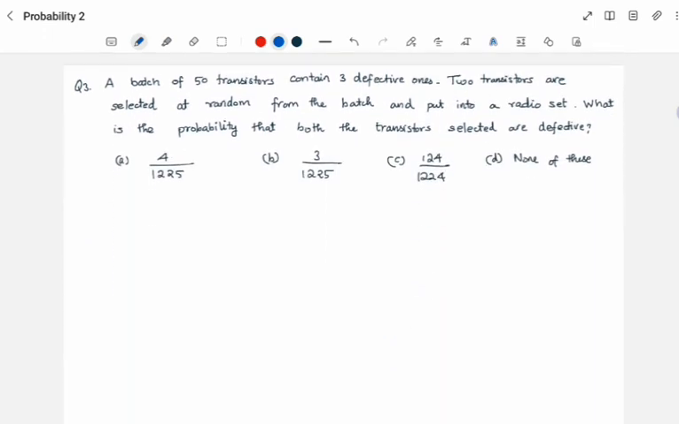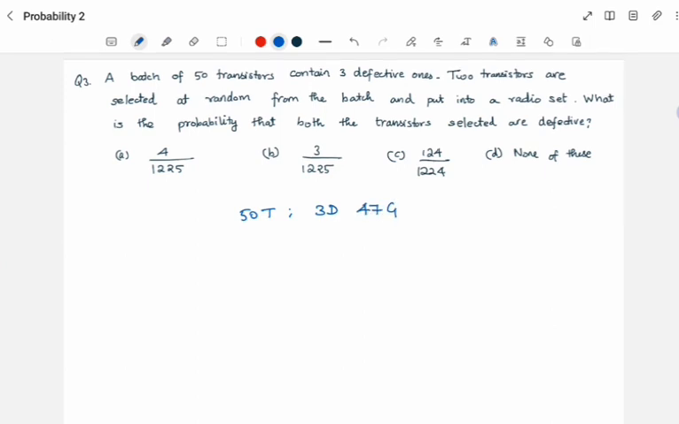A batch of 50 transistors contains 3 defective ones. 2 transistors are selected at random from the batch and put into a radio set. What is the probability that both the transistors selected are defective? So there are 50 transistors, 3 are defective. So how many good ones are there? 47 good ones. And 2 transistors are selected at random and put into a radio set. What is the probability that both the transistors selected are defective? So P of both defective.